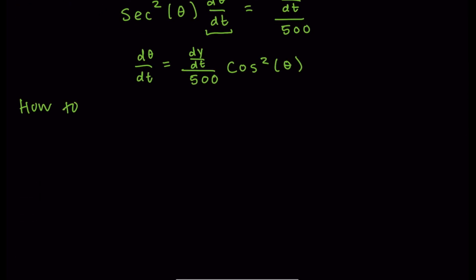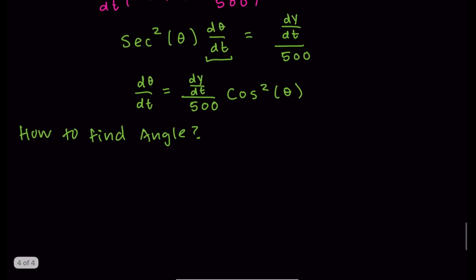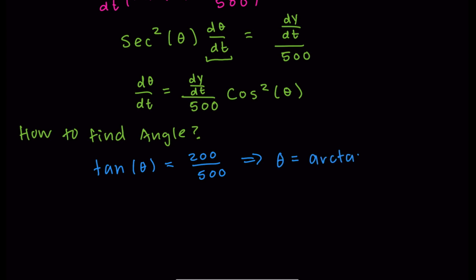What we're missing here is the angle theta, so here is how you should find the angle theta. We can observe here the adjacent side is 500 and the opposite side is 200, so we can write this as tan theta is equal to 200 over 500. We take the arctangent to get theta by itself, so theta is equal to arctangent of 2/5. And when we punch this in a calculator, we get theta is equal to 0.38051 radians.